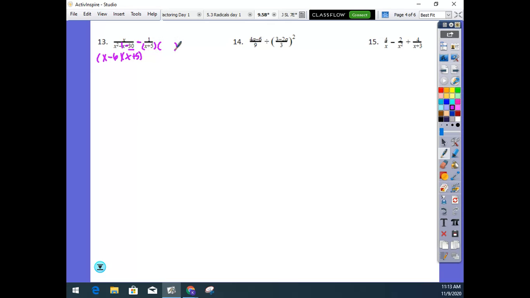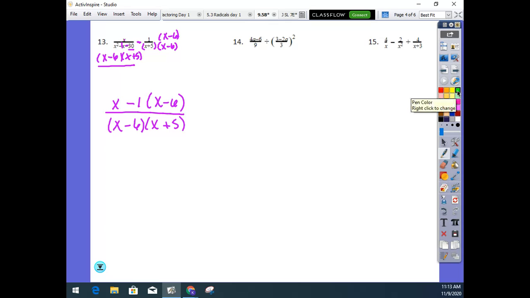Now, what do I need here so that it matches this denominator? X minus 6. If I have to multiply the bottom, I have to multiply the top. I now have a common denominator of x minus 6 times x plus 5. So I can bring my numerators down. X minus 1 times x minus 6. Now be careful. We're going to distribute this negative 1.